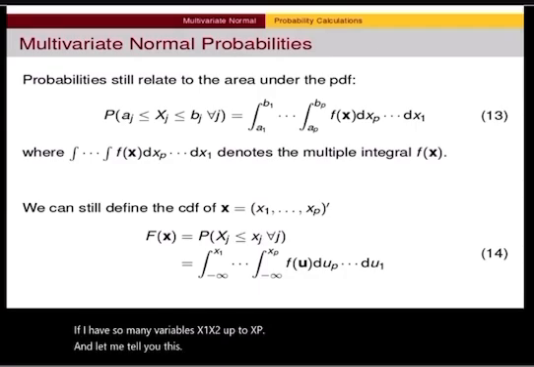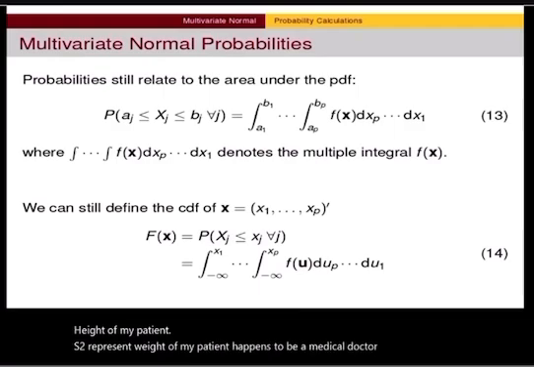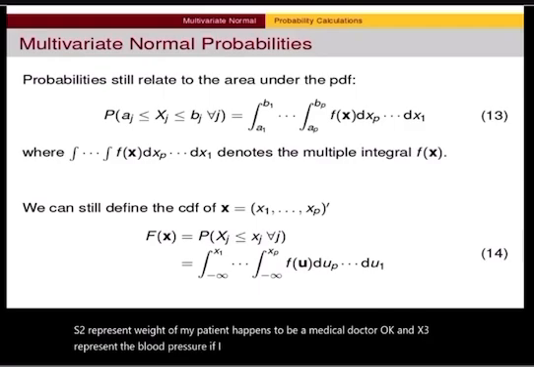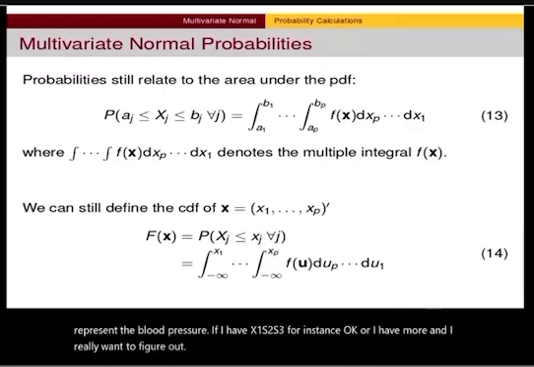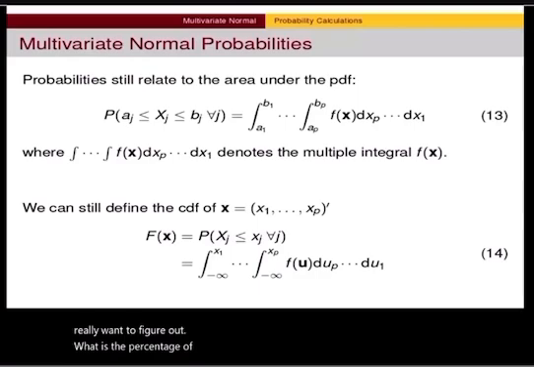If x1 represents the height of my patient, x2 represents the weight of my patient, and I happen to be a medical doctor, and x3 represents the blood pressure. If I have x1, x2, x3, for instance, or I have more, and I really want to figure out the percentage of my patients with blood pressure between this and that.